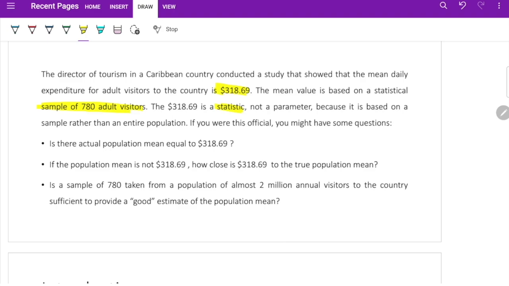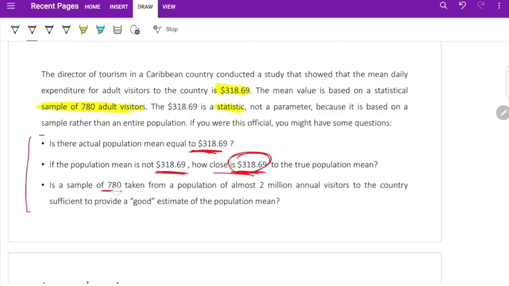If you were this official, you might have some questions. And these are important and valid questions to ask. Is the actual population mean equal to 318? Is it really going to be equal to the population mean? If the population mean is not 318, how close is it? How close is this number to the true population mean?